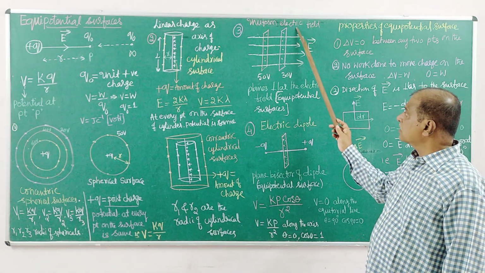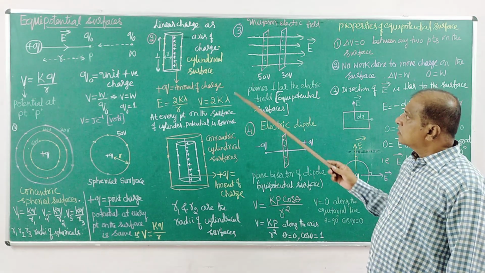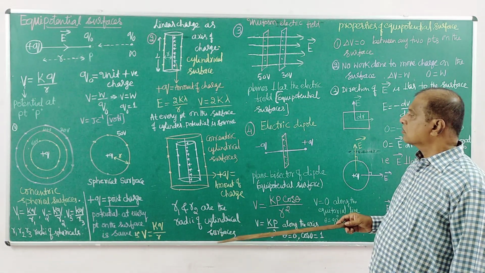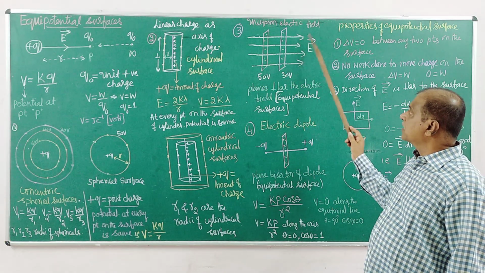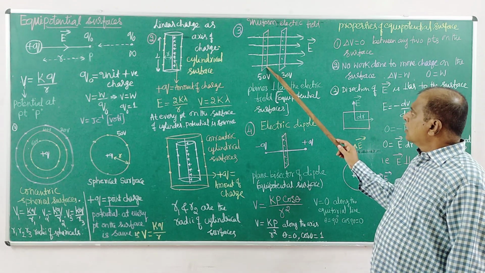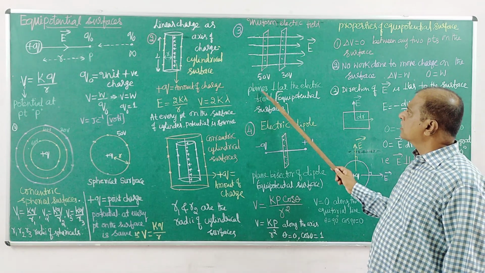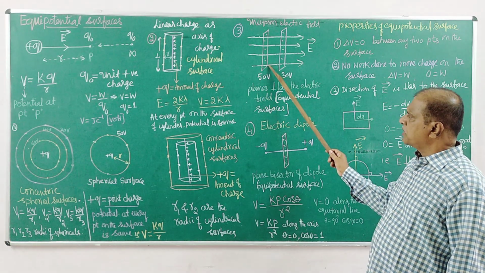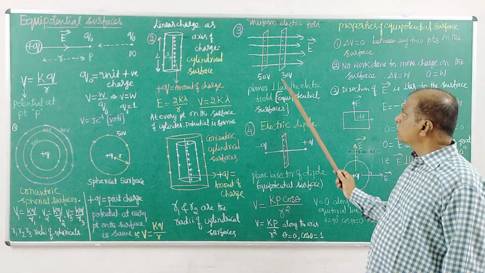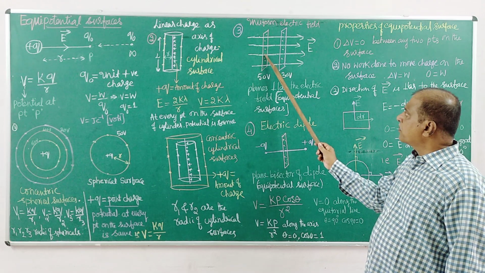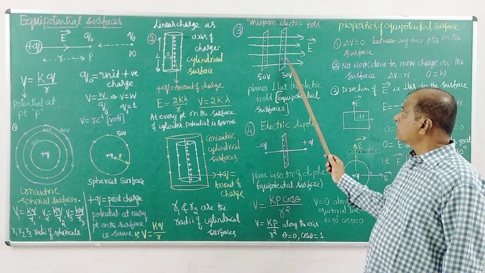If there is a uniform electric field in space like this, how do you imagine the equipotential surfaces? What type of surfaces do we imagine in this electric field? If you draw planes, say a rectangular plane like this or any kind of plane, perpendicular to the electric field, exactly perpendicular to the electric field like this.